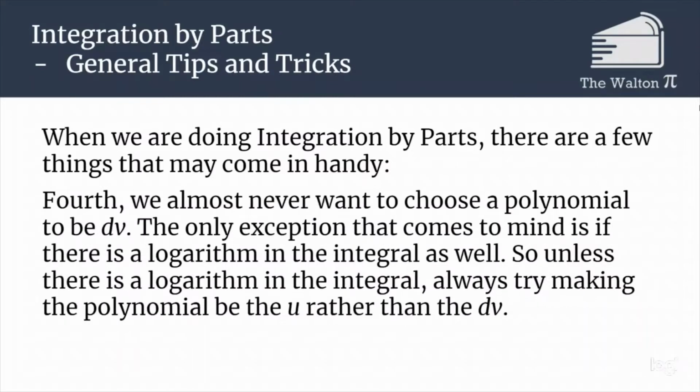And then last, you almost never want to pick a polynomial to be dv. In our example of x times e to the 2x, x is a polynomial, so we almost never want that to be dv. The only time that we would want that to be dv in general is if our integral has a natural log or a logarithm showing up as well, then we would want to make the polynomial be the dv. But other than that, we are going to want to usually make our polynomial be the u.